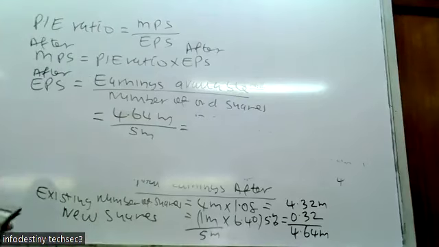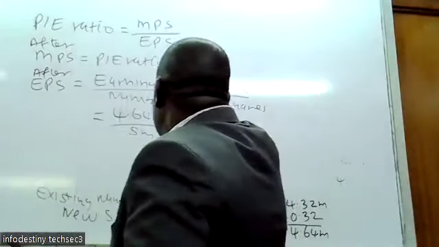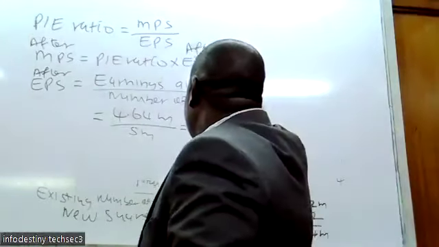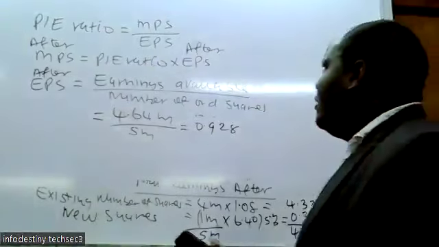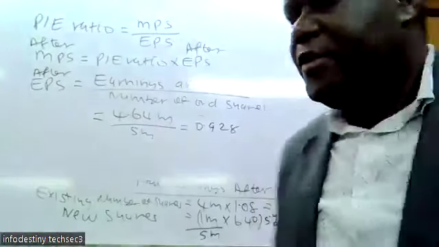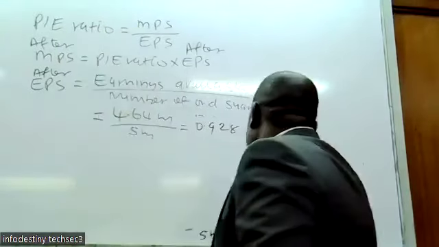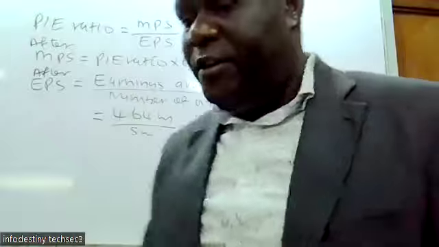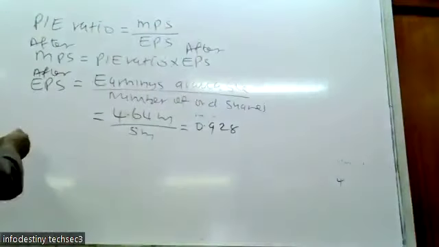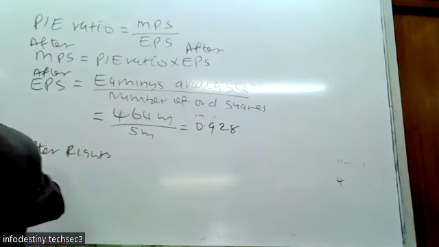So now 4.64 divided by 5 will end up giving you 0.928. So we are now calculating the after right issue. We are now computing the after rights issue market price per share.